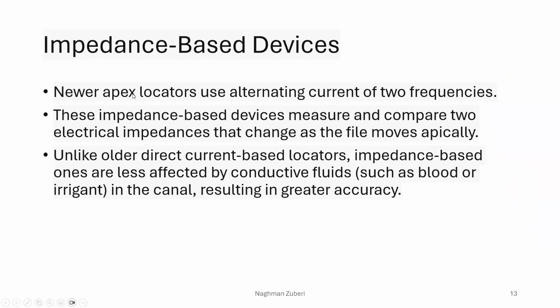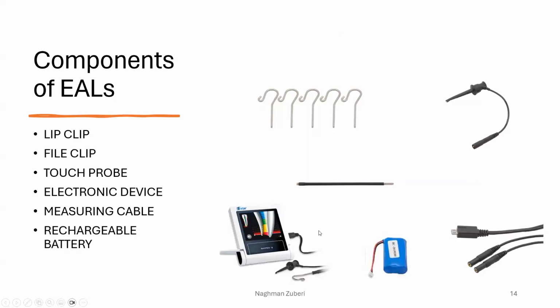Impedance-based devices, which we are using now. Newer apex locators use alternating current of 2 frequencies. These impedance-based devices measure and compare 2 electrical impedances that change as the file moves apically. Unlike older direct current-based locators, impedance-based ones are less affected by conductive fluids like blood or irrigant in the canal, and they give very good accuracy.